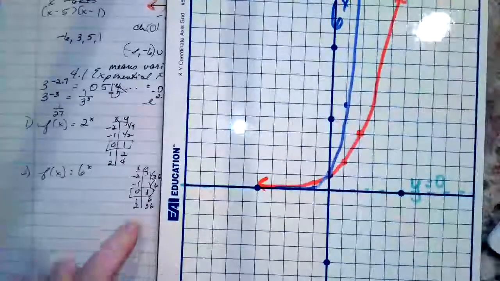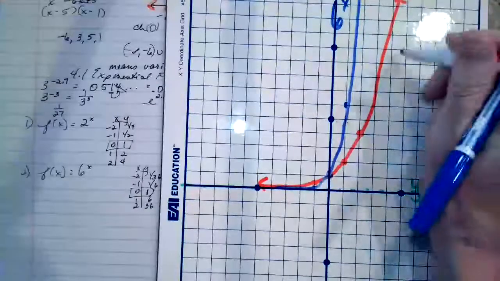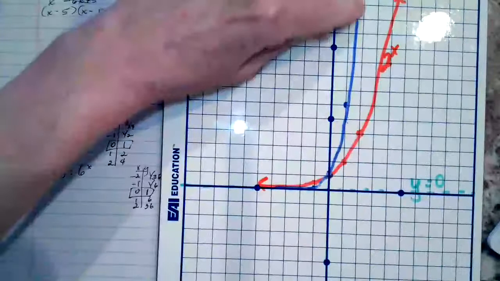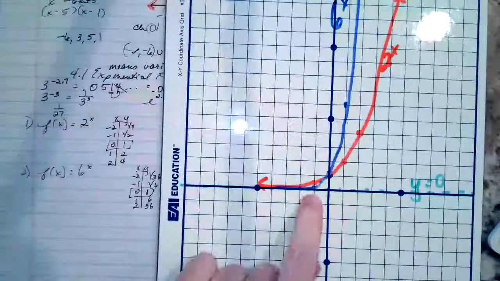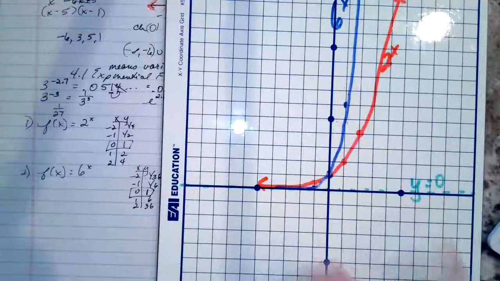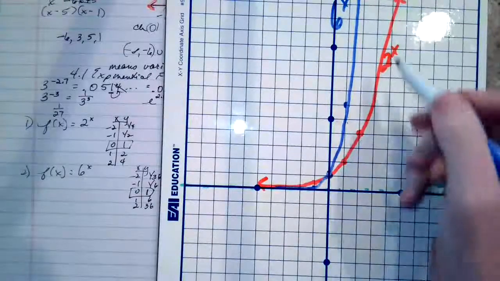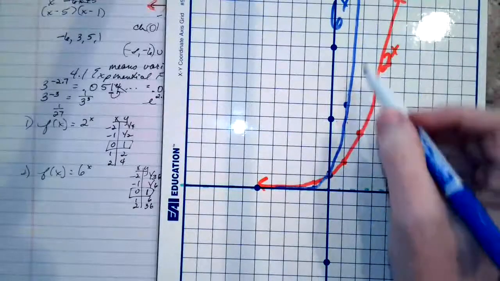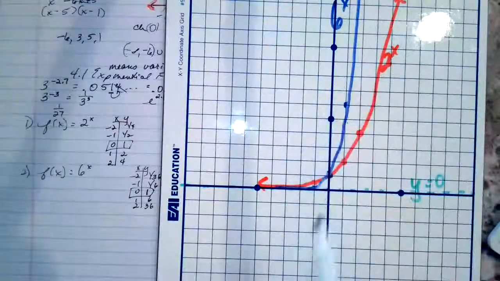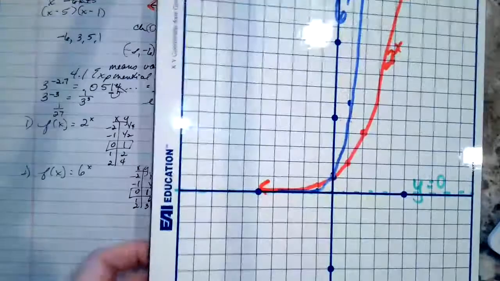So this is 6 to the x. Well, this one is 2 to the x. So the bigger the number, the steeper the climb. The bigger the number, the closer you are to the horizontal asymptote. So 4 to the x would be between them. 10 to the x would be really tight in here on the y-axis, that kind of thing.